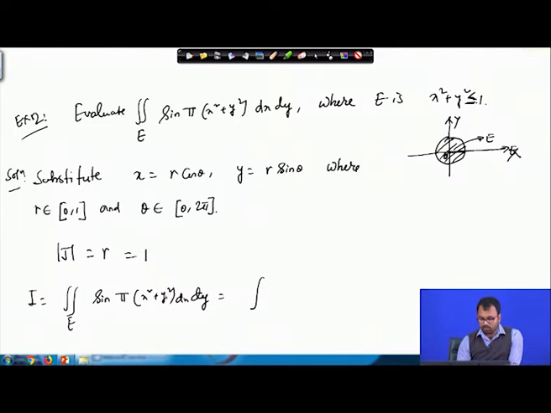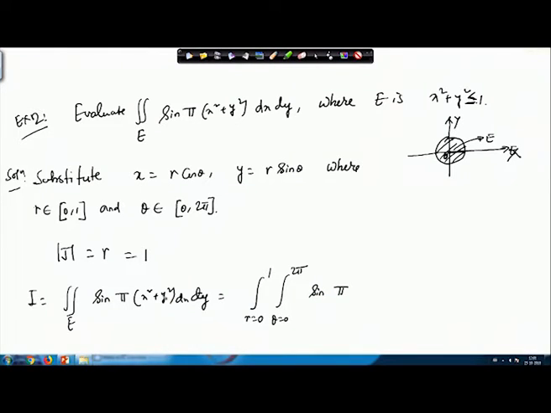So, now since I am transforming this whole integral into the polar coordinate system, I can write the range for r, which is 0 to 1, and the range for theta, which is 0 to 2 pi, and then I have sin pi times (x square plus y square). x square plus y square is r square cos square theta plus r square sin square theta, and the Jacobian factor will remain r as it is because we are taking r as a variable. So, this will become r dr d theta.